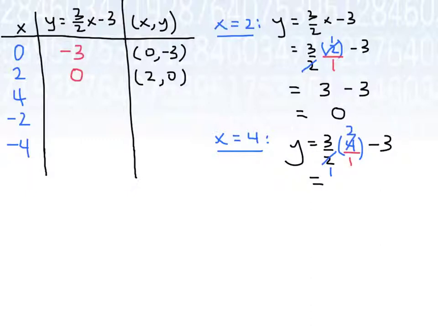Now what happens, you will have to multiply the remaining numbers. So 3 times 2 will give us 6. And we cannot forget that we're still subtracting off 3. So 6 minus 3 is 3. So when x equals 4, we get a y value of positive 3. And our corresponding ordered pair is 4, 3.